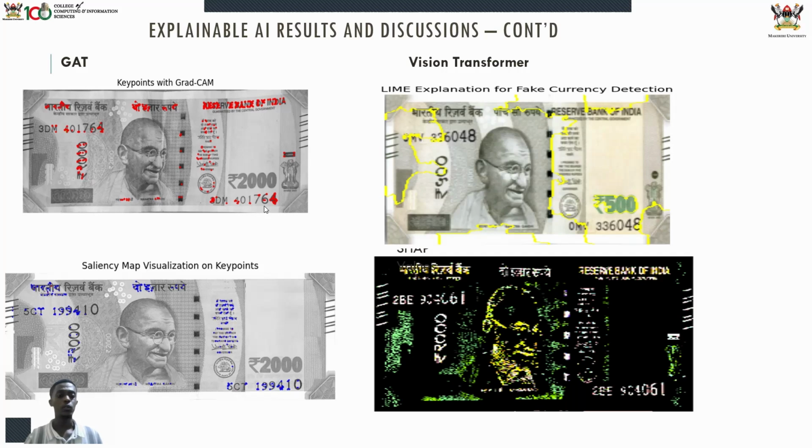Then we also implemented saliency maps to show the key points and the key point importance that the GAT gave attention to, and clearly you could see still they are the security features.